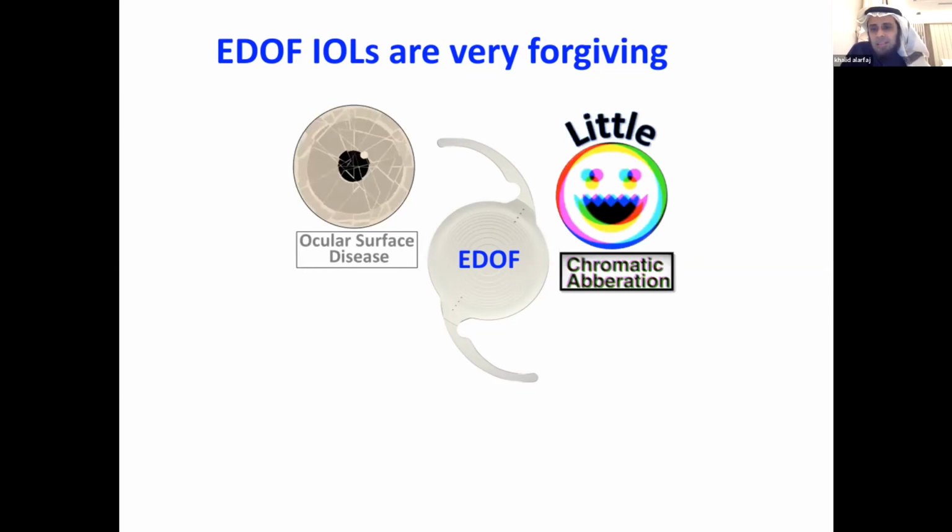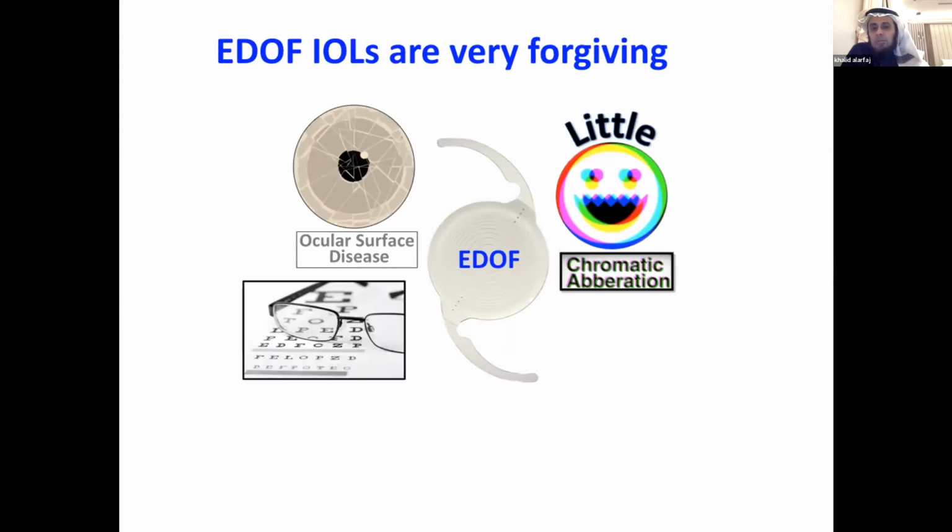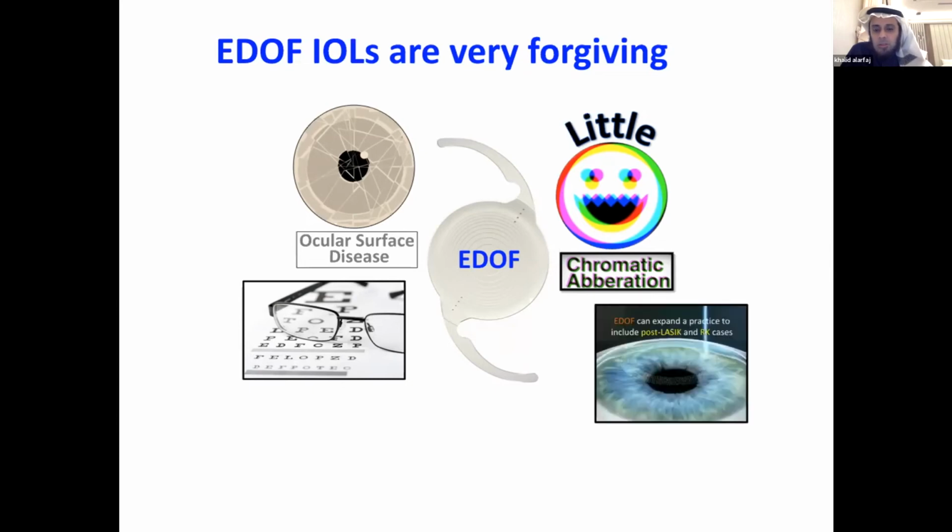Why do we sometimes really like the EDOF lenses? We have some ocular surface diseases like very severe dry eye, we have some chromatic aberrations, we have some post-refractive surgery and RKs, and many of these patients are really interested in decreasing the dependence on reading glasses. And we know the EDOF lenses are very forgiving, and might be used in these types of patients.